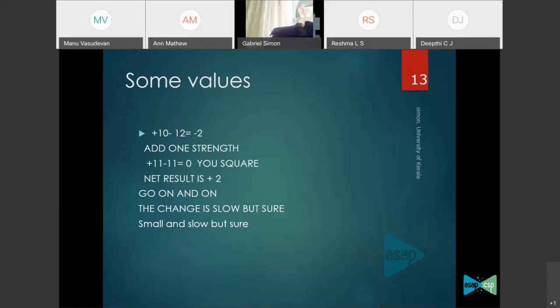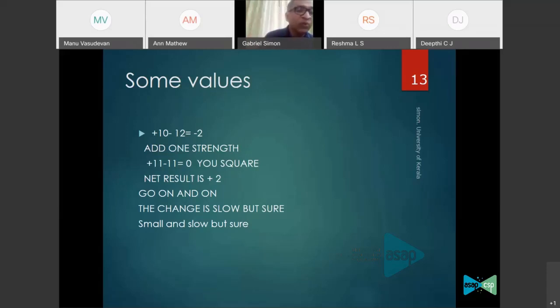As a result of this, what happens is you are improvising on yourself. You go on and on with this, and your change is slow, but the change is sure. What we are trying to build upon is a slow movement, a slow addition through recognition of your strengths. And that addition is strengthening yourself and bringing yourself closer to attaining the best possible that you can take out from the opportunities that exist outside. The change is slow, but sure. Small and slow, but sure.